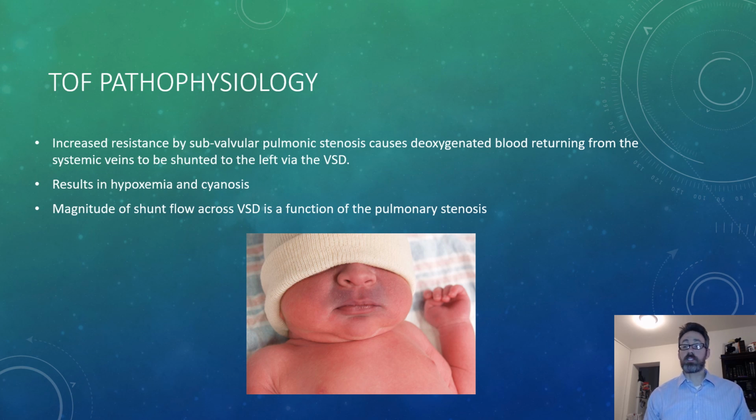Now the magnitude of that shunt depends on, again, the size of the VSD and how much the pulmonic outflow tract is stenosed. The more stenosed, the higher the resistance, the more you're going to shunt, right?